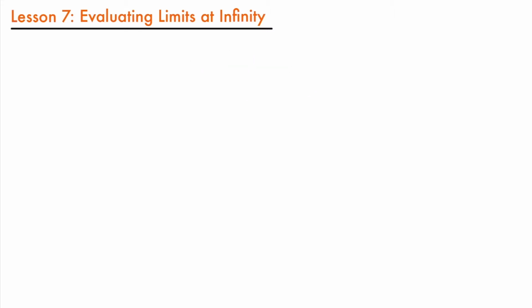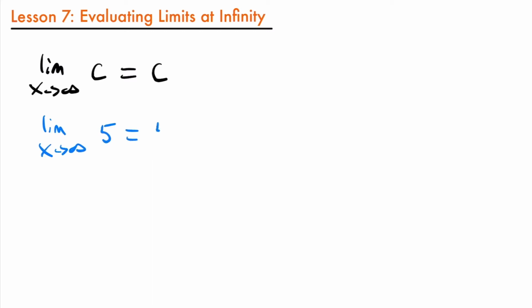Our first rule is that the limit as x approaches infinity for some constant c is always going to be equal to that constant c. So if we had the limit as x approaches infinity of 5, that would be equal to 5. Then our next rule would be the limit as x approaches infinity of x, that's going to be equal to infinity. And that's because as you plug in larger and larger values of x, the function x is going to get larger itself. If I plug in 1, I'm going to get 1. If I plug in 10, I'll get 10. If I plug in 100, I'll get 100. It's just going to keep getting bigger. So it would be infinity.